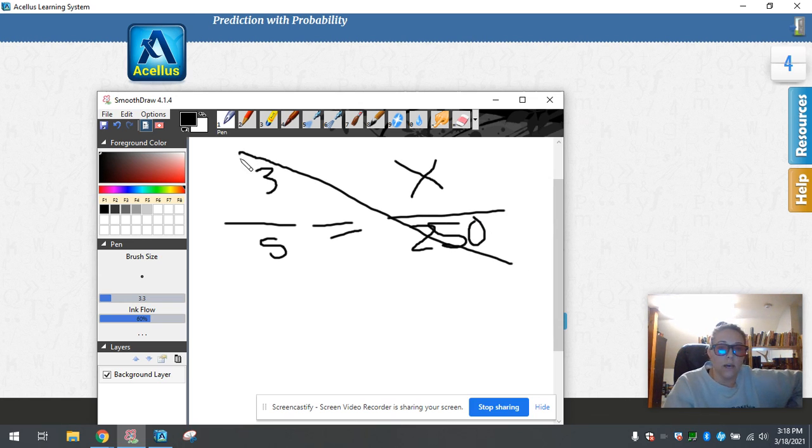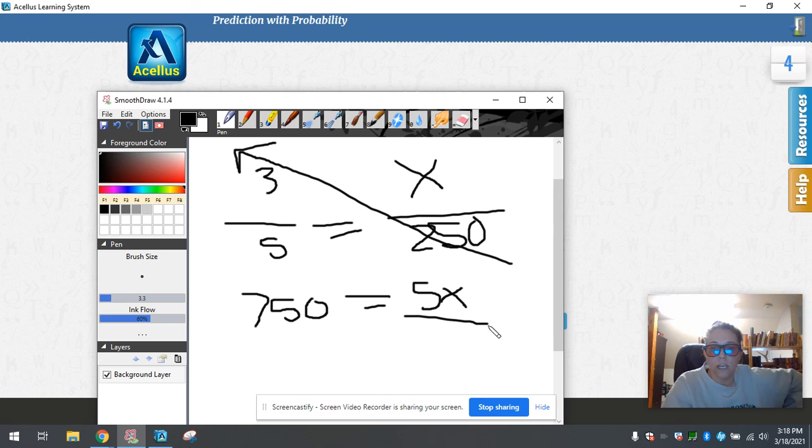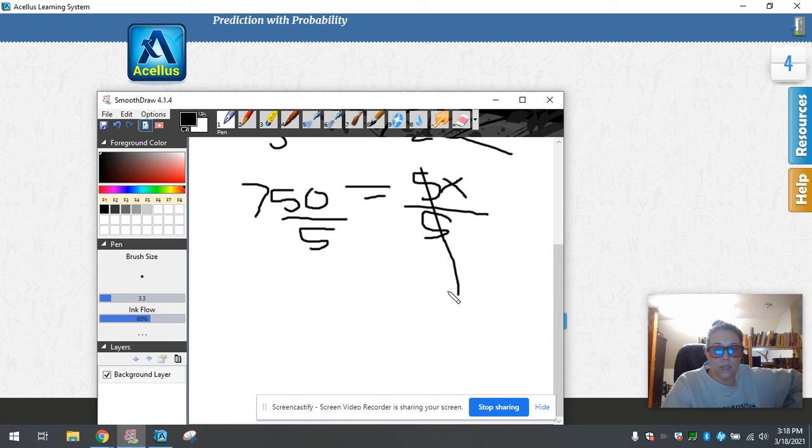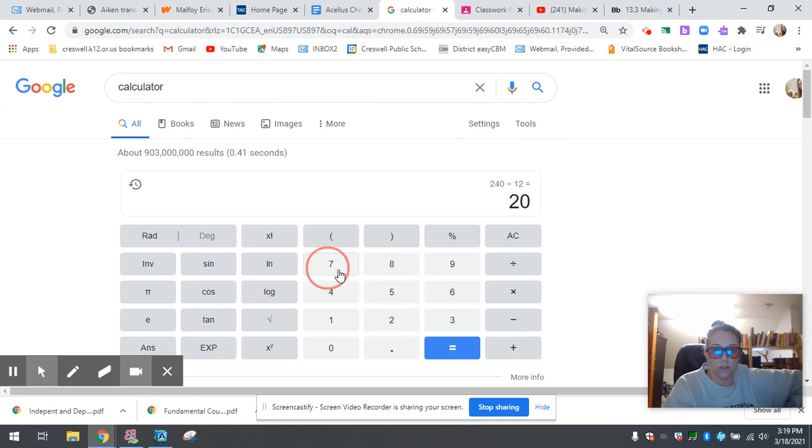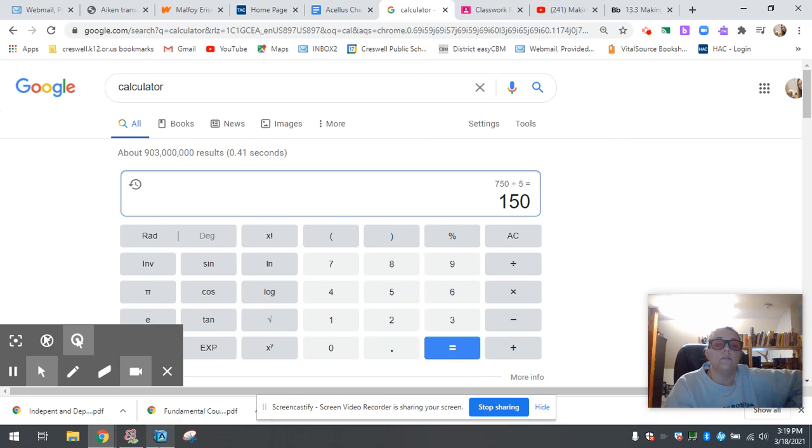Okay, cross multiply, 3 times 250 gives you 750 equals 5 times x. I want to get this variable by itself, so I'll divide by 5. And what I do to one side, I do to the other. So now I have x by itself. 750 divided by 5. Oh, sorry, I'm tired. 150.